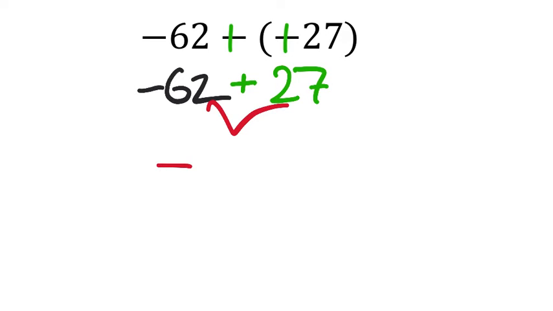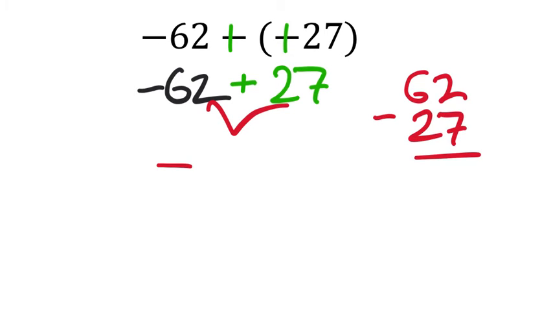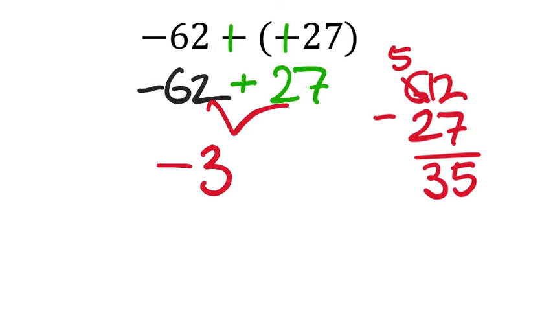Then we just take the big number 62 and subtract the small number 27. We've got some borrowing to do here. In the ones place value, 7 is too big to take away from 2, so we borrow 1 from the 6 tens and make it 5 tens and 1 ten, which is still 6 tens. So 12 minus 7 there is 5. Then in the tens place value, 5 minus 2 is 3. This ends up being negative 35. Done.